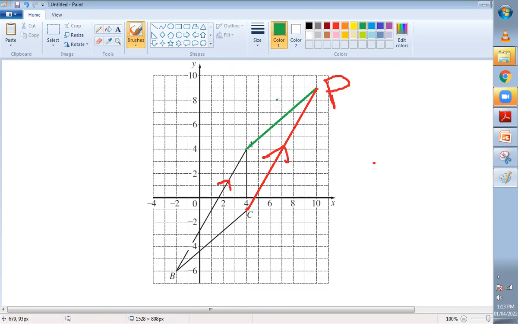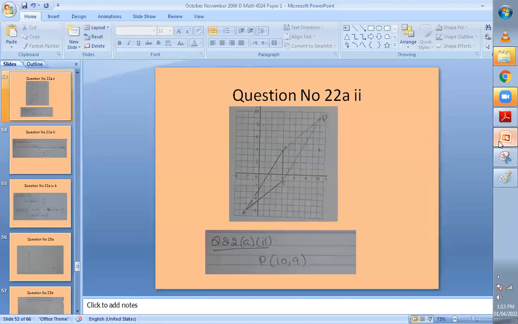And this side is parallel to this. So this is how you will do this. Okay. So this is how you will find the coordinates of the P. ABCP is a parallelogram. So let me show you my answer. I have done this. Okay.